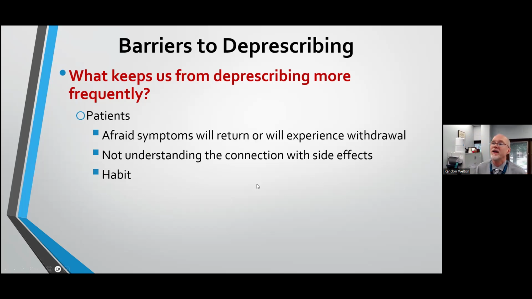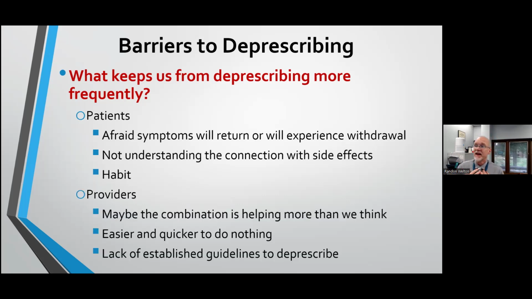So for patients, they can be afraid that symptoms will return or they'll experience withdrawal. In some medications, they might. Also, they may not understand the connection between side effects and the medications they're on. For example, in our previous patient, that jitteriness that she's feeling, maybe that's due to anxiety, but maybe that's a drug-drug interaction. And if she doesn't know that, she's going to assume, what do you mean? I'm feeling bad. I'm feeling anxious. I'm feeling jittery. I have problems getting to sleep. What do you mean you're taking away a medication? You need to add more medications, not take something away, not understanding that jitteriness might be a result of a medication. And then habit, that belief that it's helping, that it's necessary, it's worthwhile.